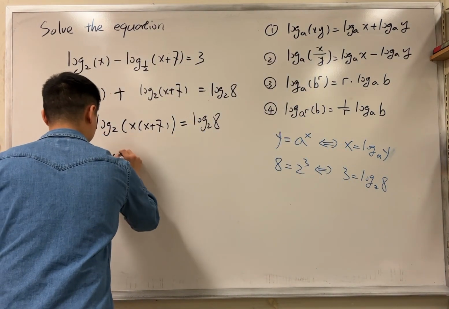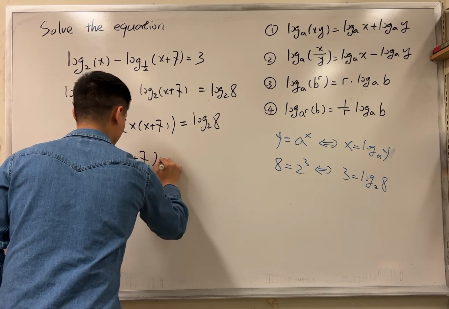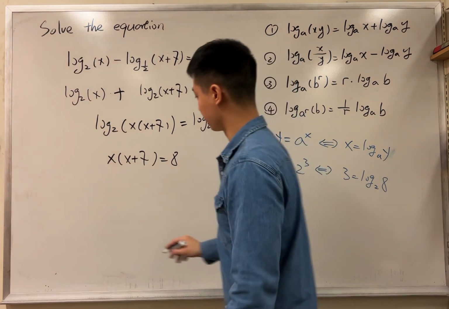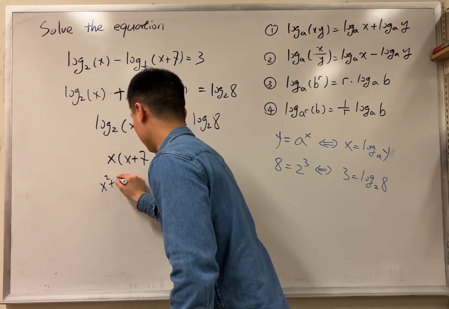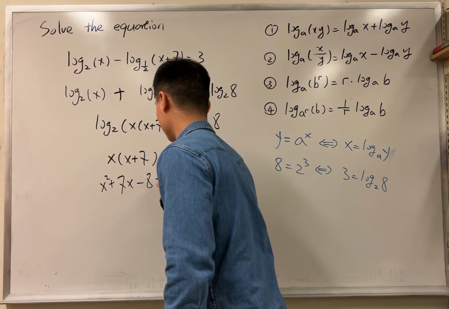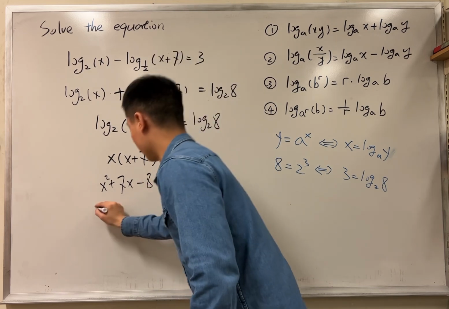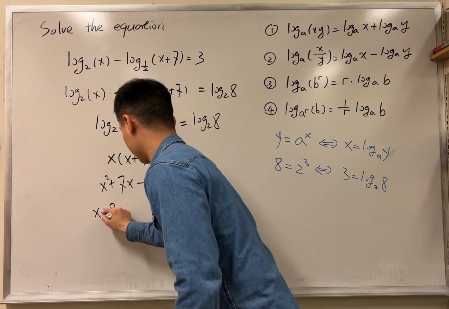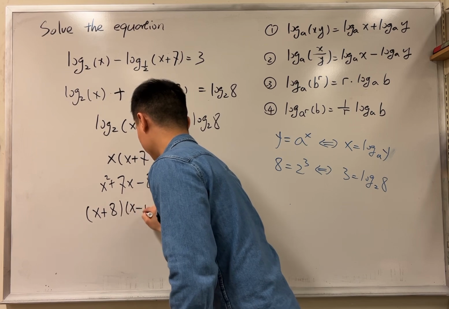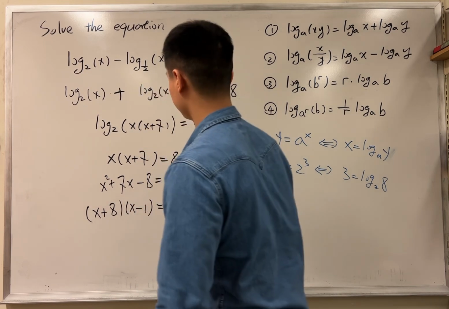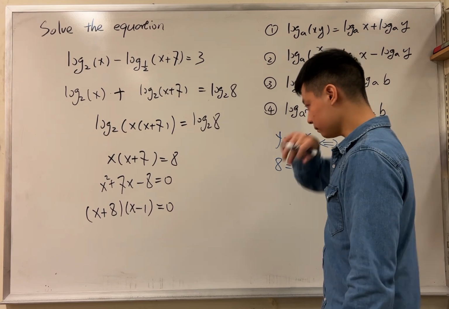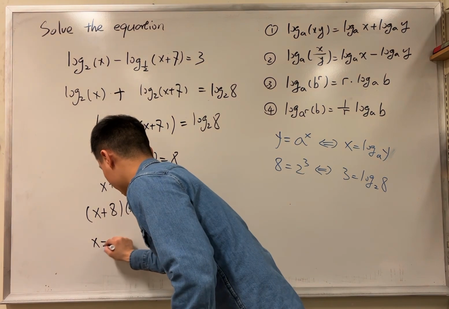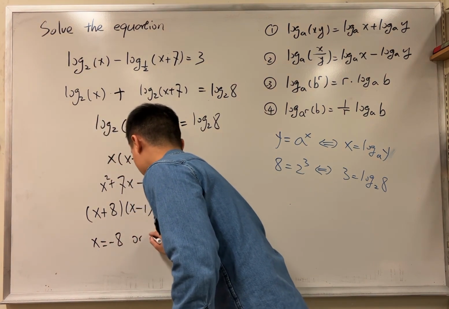So we have x times x plus 7 equals 8, and then do a little bit of simplification. x squared plus 7x minus 8 equals 0, and then x plus 8, x minus 1 equals 0, where we do the factorization. And then we have x equals negative 8 or x equals 1.